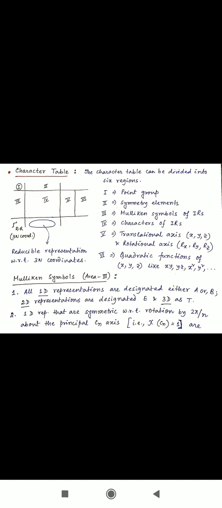So for 1D representation I have to write A or B, 2D के लिए E, 3D के लिए T. नाउ जब मैं A और B लिख रहा हूँ, कब A होगा और कब B होगा? A कब होगा? अगर character of Cn axis is equal to 1, then we have to write A, and if the character for the Cn is -1, then we have to write B.